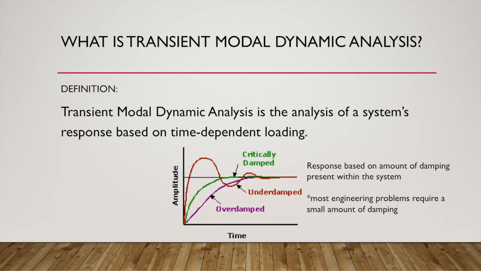And right underneath it, I just put a quick graph of the response of a system based on the amount of damping. It says in the book that most engineering problems require a small amount of damping. So we could see critically damped, underdamped, and overdamped in this graph.